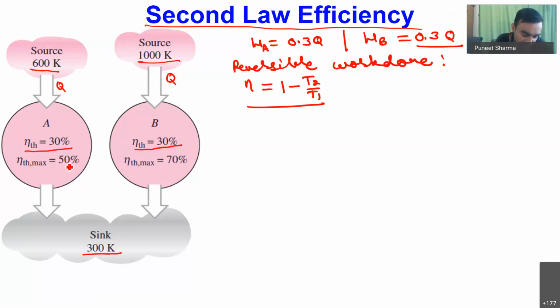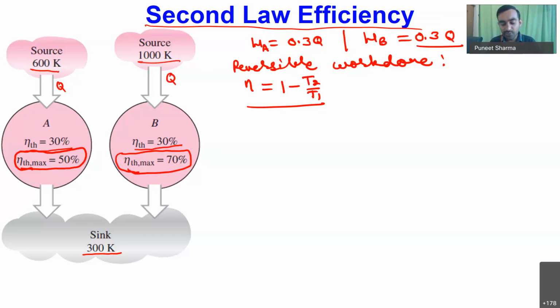If you calculate 1 minus T sink divided by T source, for system A you will find the maximum thermal efficiency is 50%, and for system B the maximum thermal efficiency is 70%. So the first system, whatever amount of heat you supply, at max can convert 50% of heat into an equivalent amount of work, and the second system can convert 70% of heat into work.